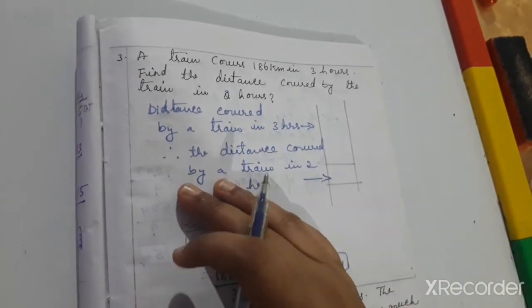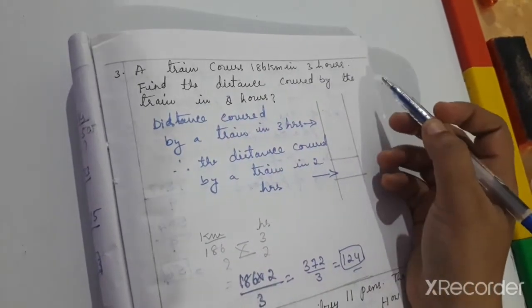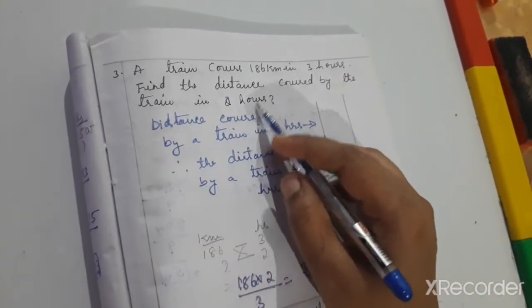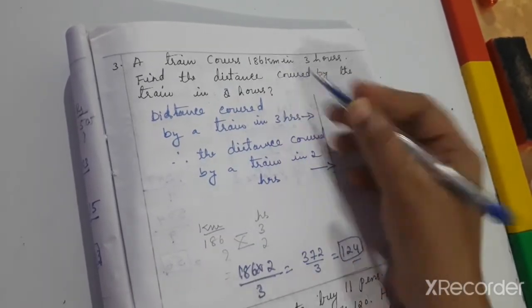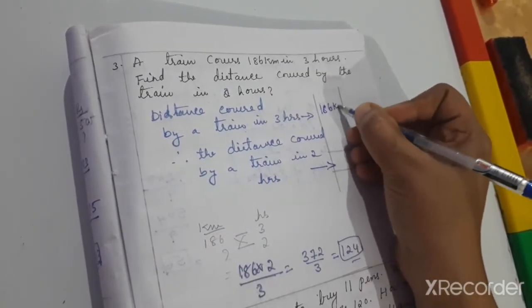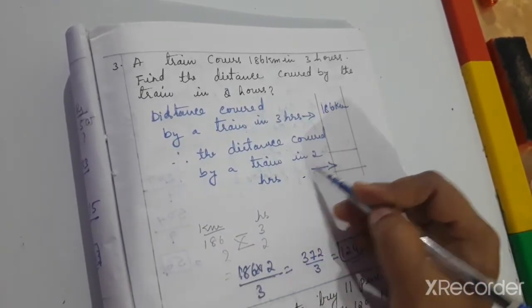A train covers 186 kilometers in 3 hours. Find the distance covered by the train in 2 hours. So the sentence is: distance covered by a train in 3 hours, how much? 3 hours, 186 kilometers. And the distance covered by the train in 2 hours, that we have to find.